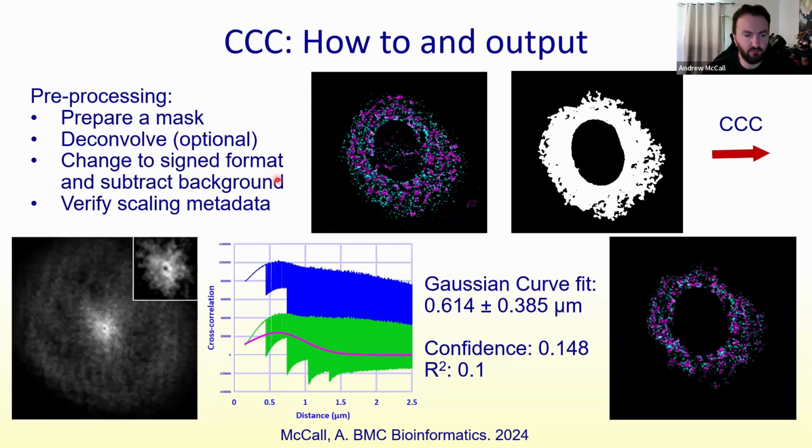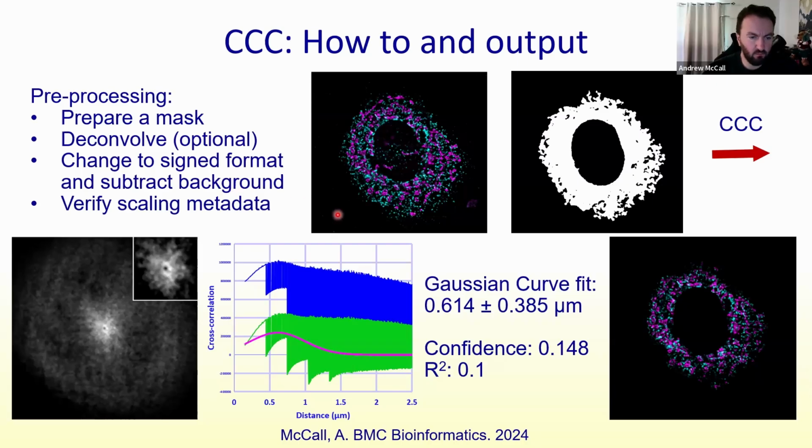The next thing we want to do is try and get the background to 0. The way we want to do that is generally, if you do have positive background, you want to first change your image to a signed numerical format. In Fiji, that is by going to Image, Type, 32-bit so that we can have negative numbers. And then you want to subtract the background from that.